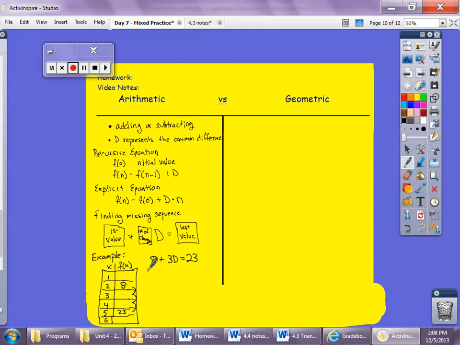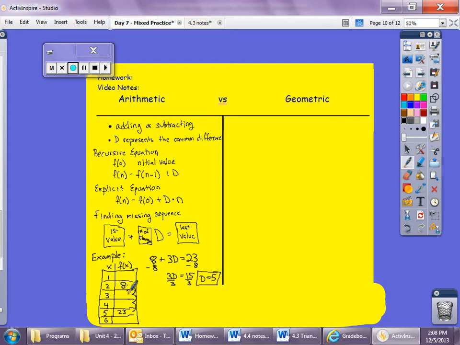So now we can subtract 8. 3d is equal to 15. Divide by 3, and d is equal to 5. So we know that it's adding 5 each time.